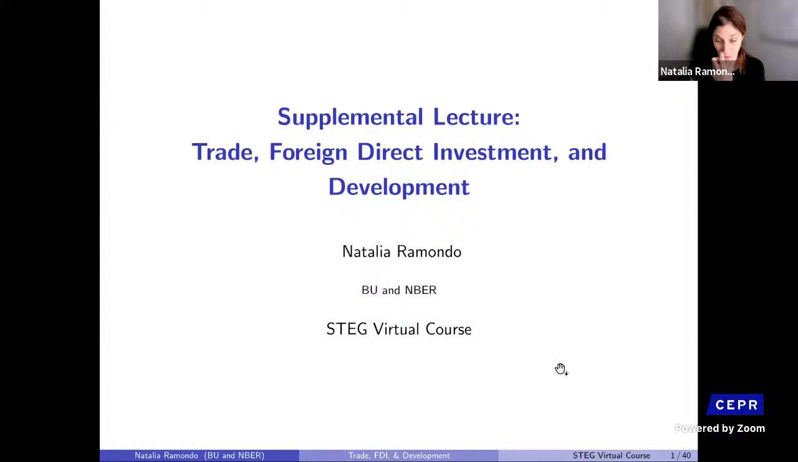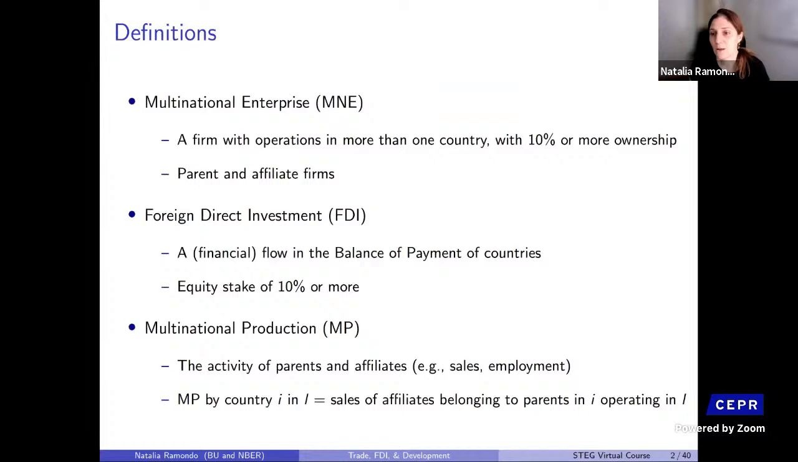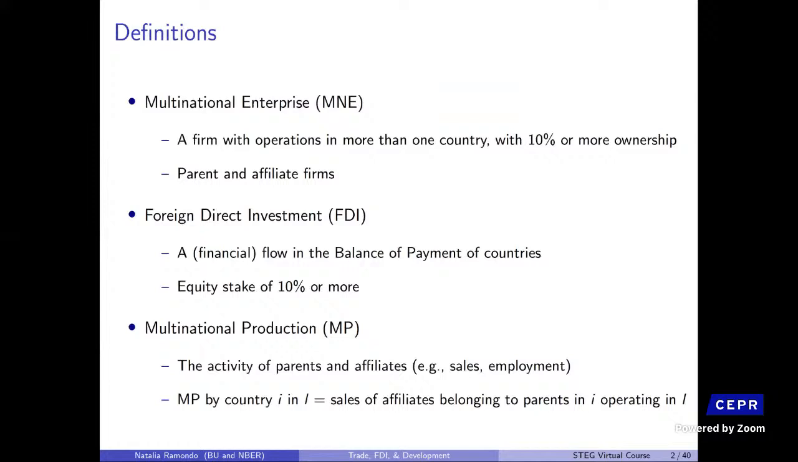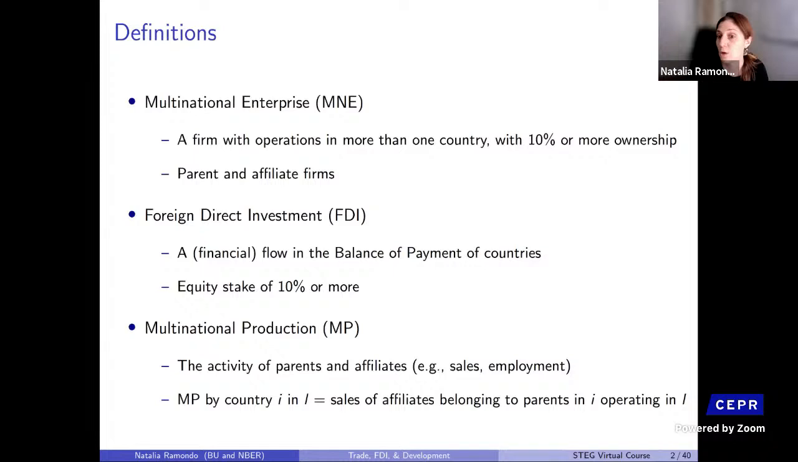So this is going to be a supplemental lecture on trade, foreign direct investment, and development. And I would like to start with some basic definitions. So what is a multinational enterprise, which I'm going to call MNE? It's a firm with operations in more than one country with an ownership stake of 10% or more. So that's the definition. So we are going to talk about parent firms in the origin countries, or headquarters, and affiliate firms in the foreign countries.